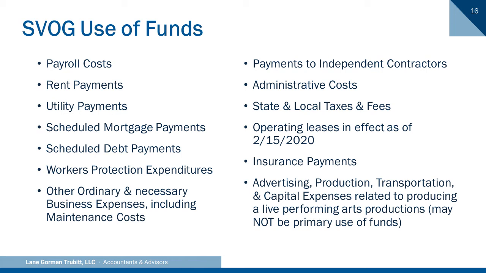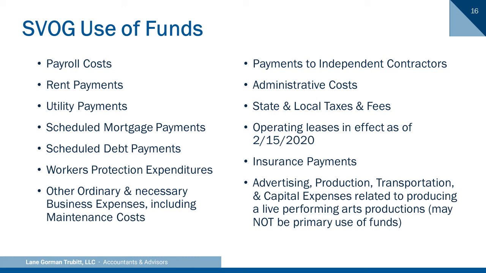The other expenses that are also allowable under SVOG grant award are your payments to independent contractors, and that's limited at $100,000 per contractor. Your administrative cost, state and local taxes and fees, operating leases that were in effect as of February 15, 2020, and your insurance payments. They also allow you to pay for your advertising, production, transportation, and capital expenses related to producing a live performing arts production. However, these cannot be your primary use of funds.